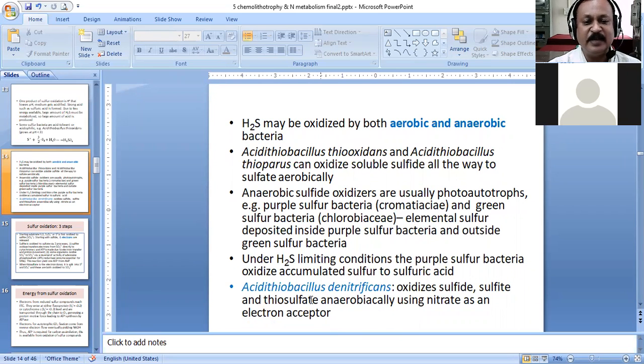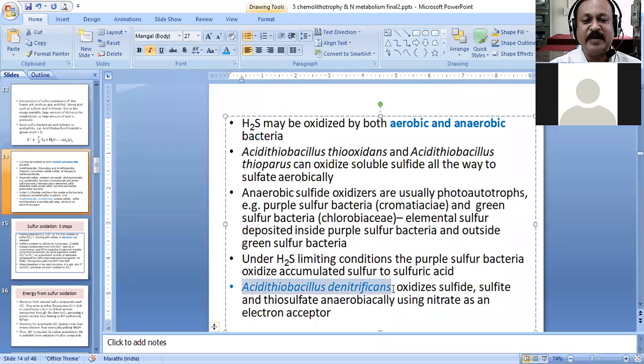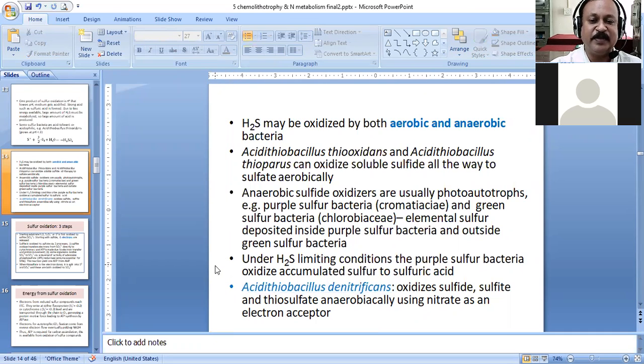Then there is one organism called Acidithiobacillus denitrificans. Denitrificans, just remember this word. These organisms can oxidize sulfur, sulfite, and thiosulfate also. But they cannot use oxygen as the electron acceptor; they use nitrate as the final terminal electron acceptor, and that is why this organism is named denitrificans. They can carry out the denitrification process, that is, nitrate is converted ultimately into volatile nitrogen.